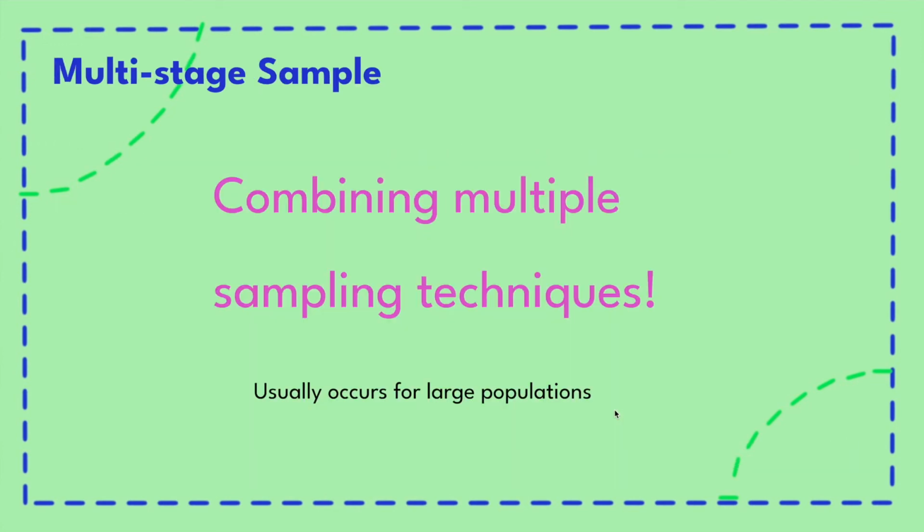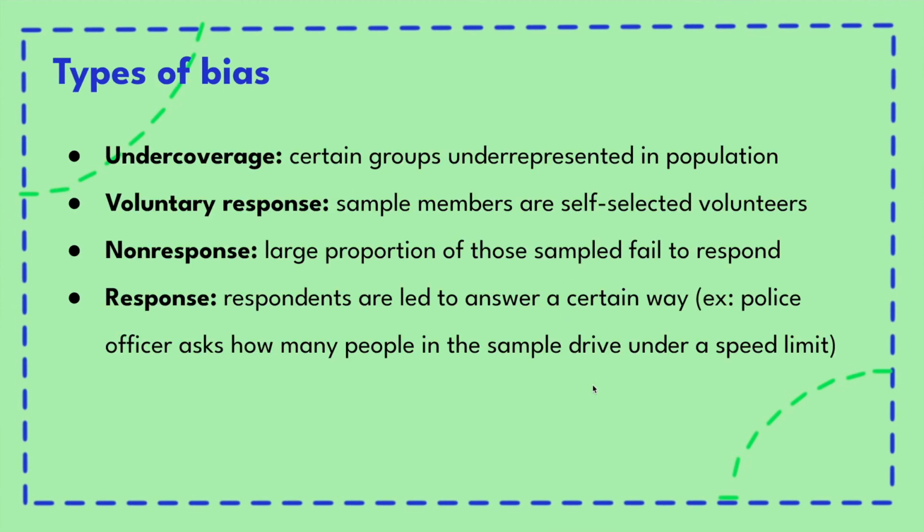Now, a multi-stage sample, which isn't really tested on the AP exam in a lot of detail, but is just a vocabulary word that you need to know, is combining multiple sampling techniques, which usually occurs for large populations. Now, let's look at the types of bias that could occur when conducting a survey.